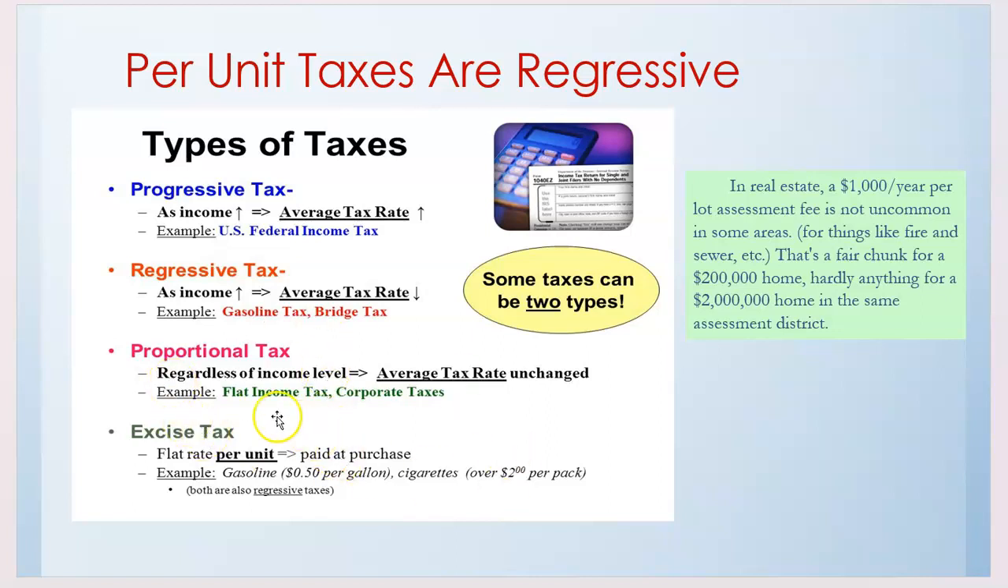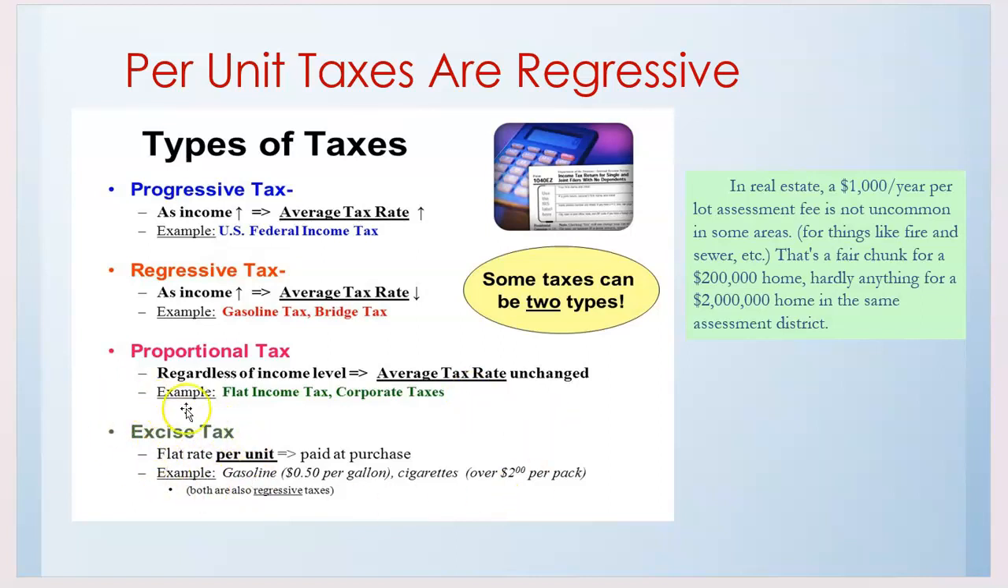Proportional tax. Regardless of income, everybody pays the same, like flat income tax, like corporate taxes, which is why sometimes people make the argument that corporate taxes should be progressive. I'm not telling you that's right. I'm not telling you it's wrong. I'm telling you there are arguments around it.